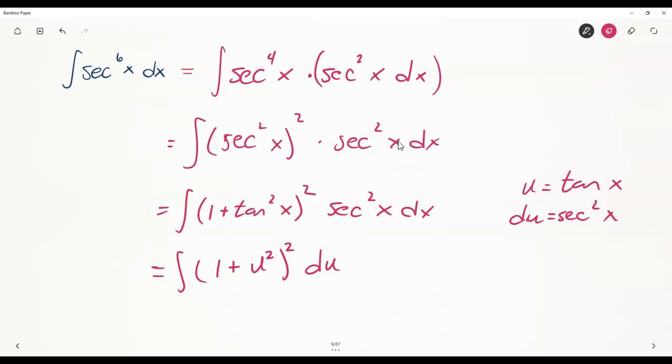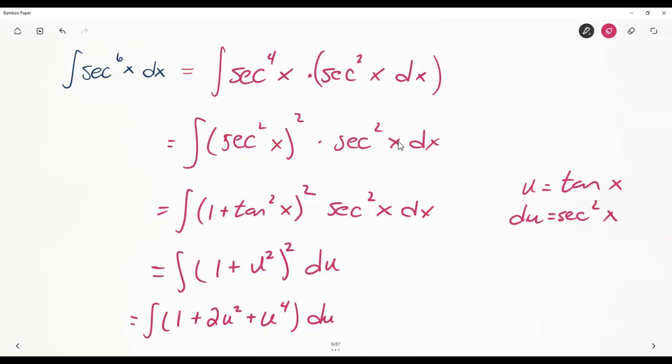And this is just a polynomial in u now. I need to multiply that polynomial out, sure. 1 plus u squared squared is 1 plus 2u squared plus u to the 4th du. You'll need to multiply it by itself and use FOIL there and collect your like terms. But that's what you'll get.